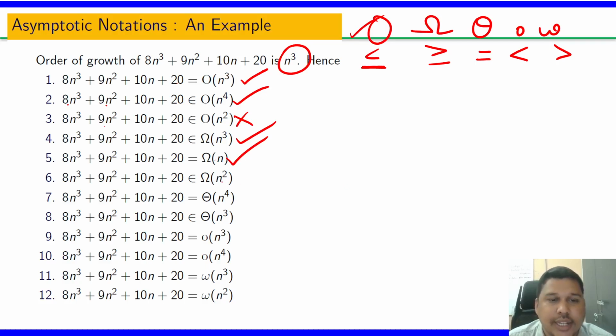Right. Sixth one, can you tell me if the sixth one is true or false? Students, tell me. He has used omega. Omega means it is greater than or equal to. We know the left hand side is n cube, greater than or equal to n square. It is true. Sixth one is true.